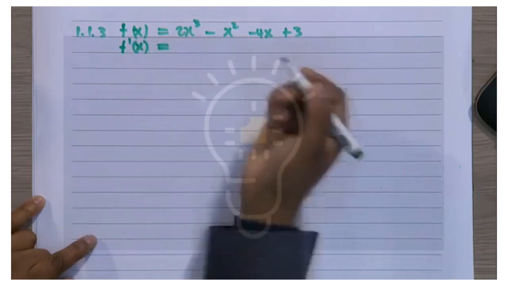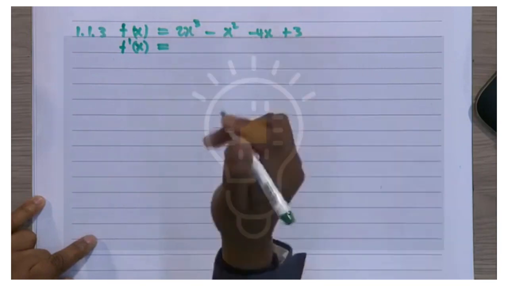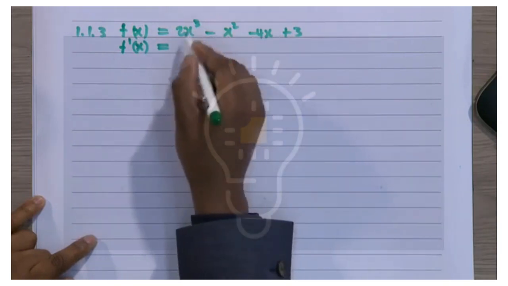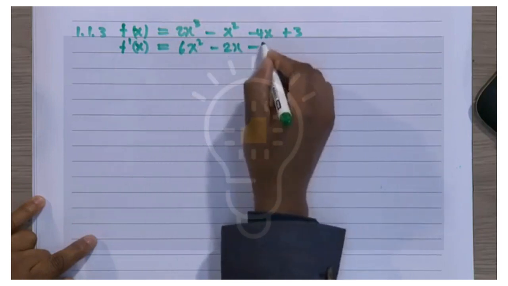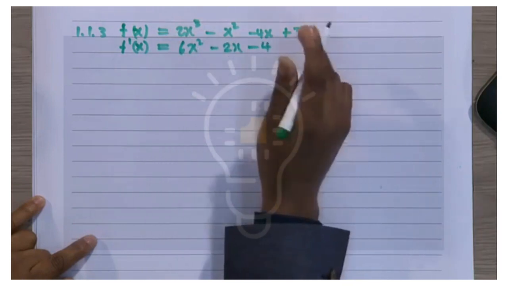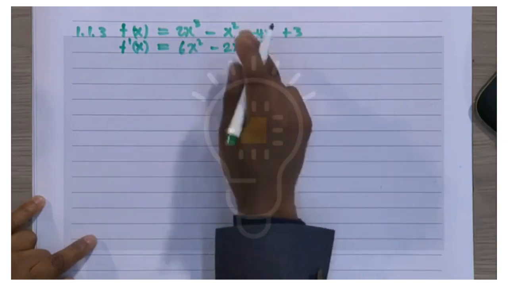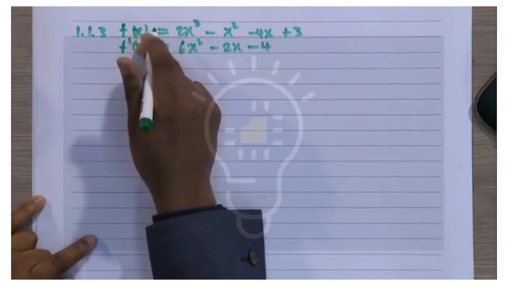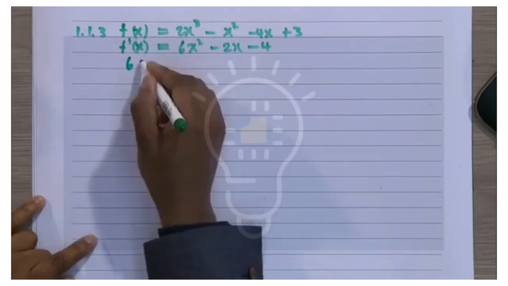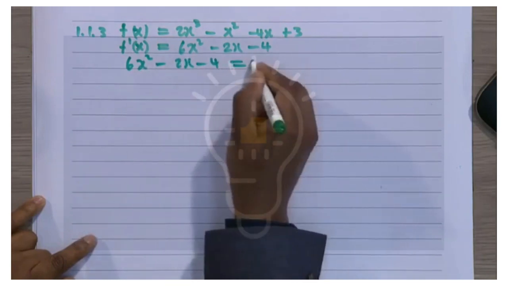Now, the first derivative is f prime of x. What is f prime of x? I believe that you have done calculus already. You know how to differentiate a simple polynomial like this one. So it's going to be 6x squared minus 2x minus 4. And what about 3? We know that the derivative of a constant is always 0. So that is the derivative of this function. Now we're going to let f prime of x be 0, and then we'll have 6x squared minus 2x minus 4 equals 0.